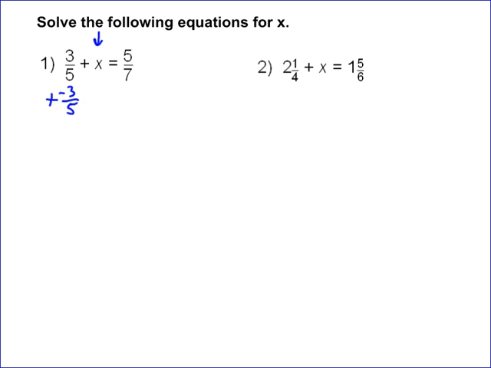And the basic equation principle is, if you add something to one side of an equation, you must add it to the other. So the actual answer to this problem is going to be x equals 5/7 plus a negative 3/5. So we need to do that problem. That's the problem for this.